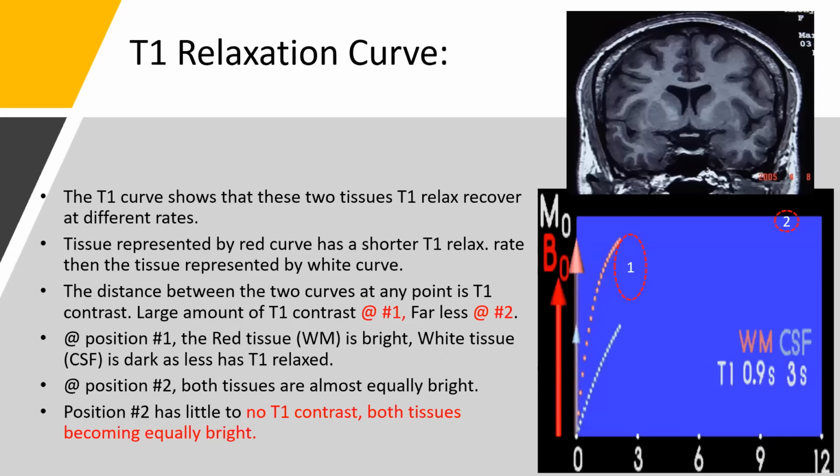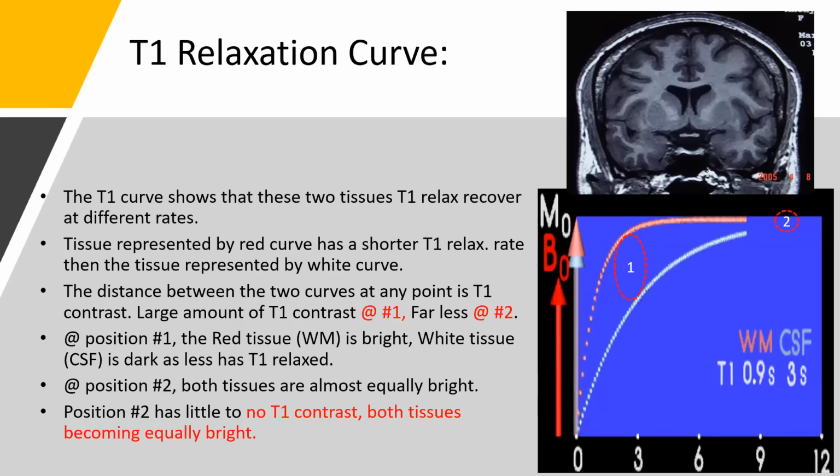Okay, so here's the T1 curve, and it's just what I just said. At number 1 that I have circled in red, that's good T1 contrast. Your TR is short enough that you can see that T1 contrast. If you use a TR that's too long and you start getting over towards the number 2 that's circled, what kind of contrast have you got? Not much, because they both equally relax the same amount.